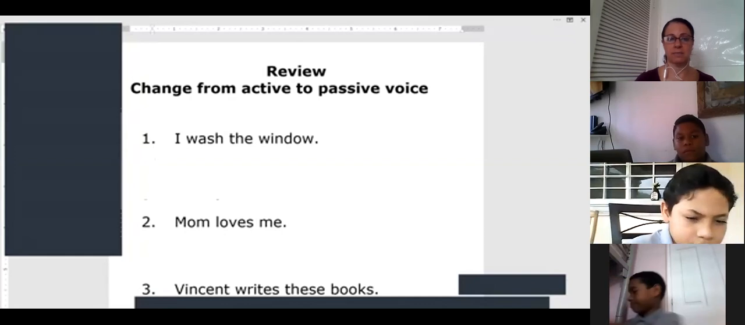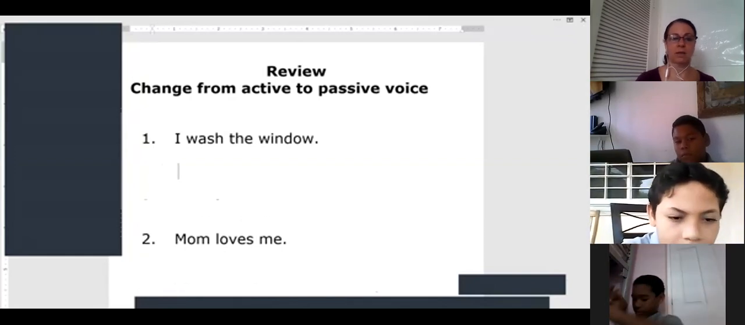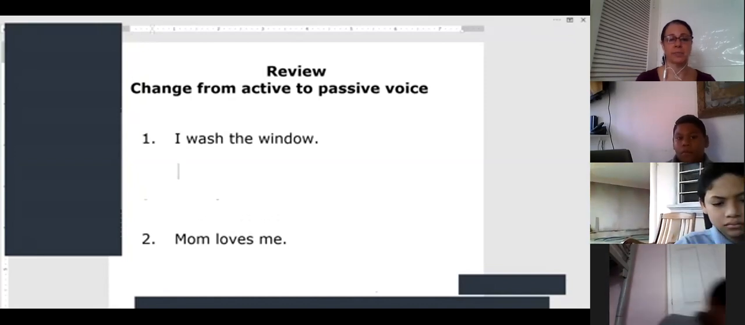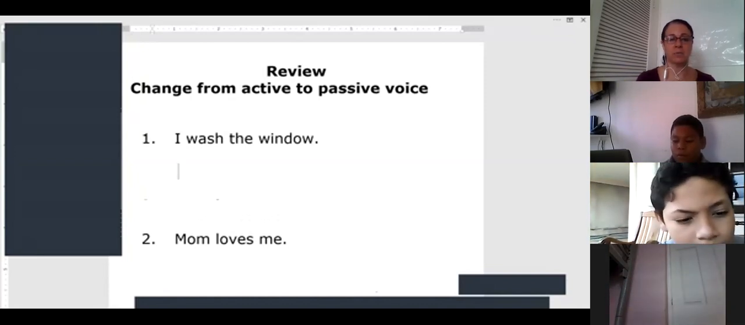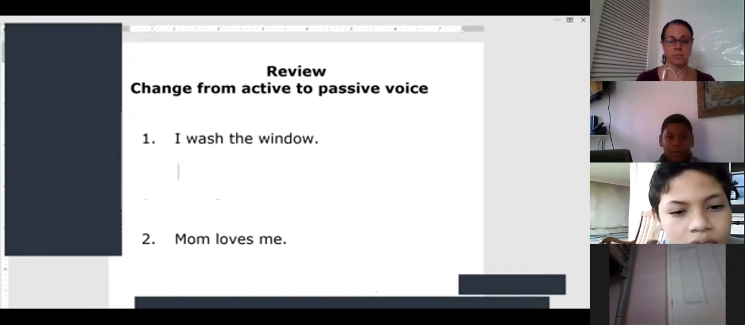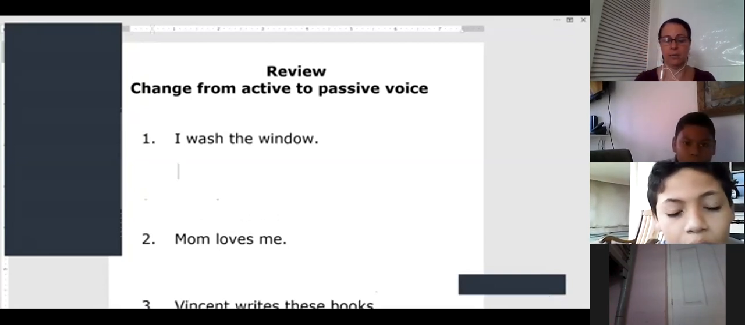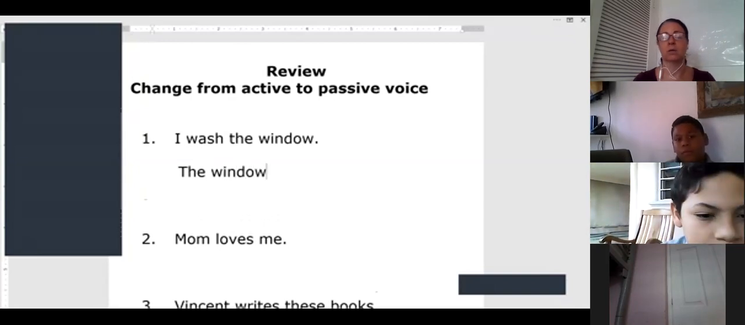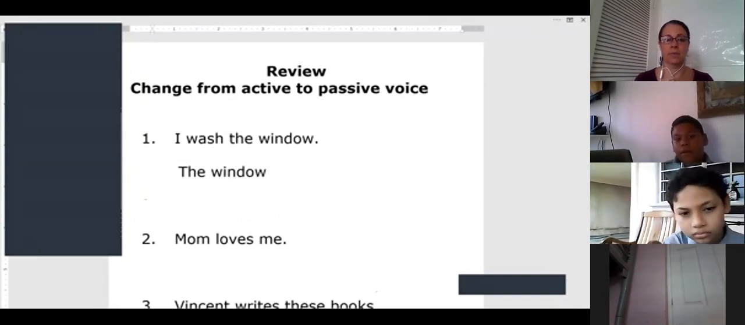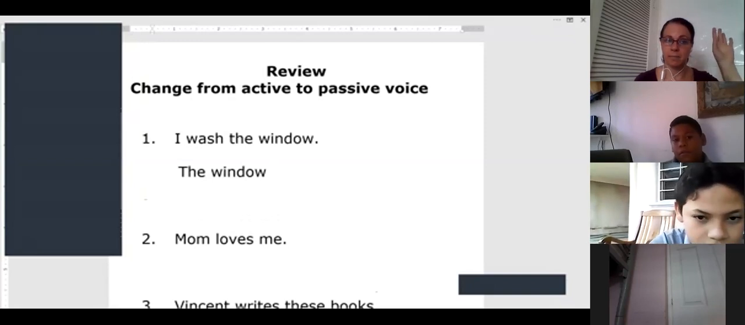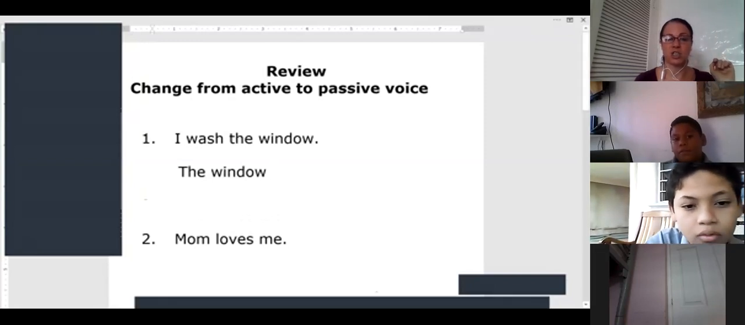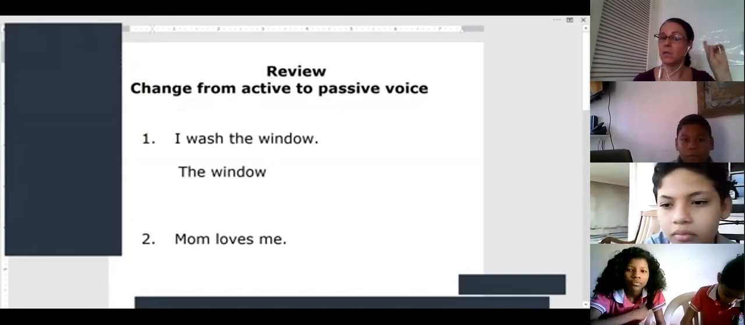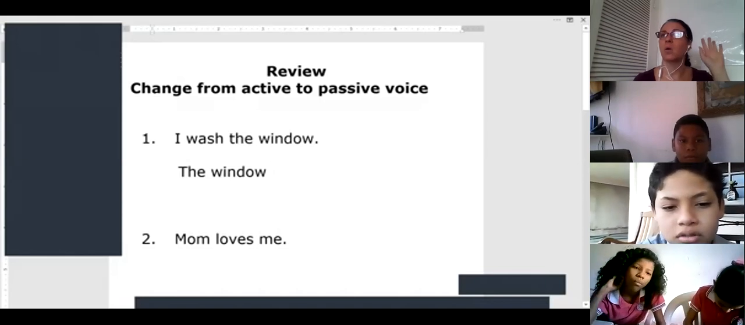A ver, ¿quién me dice? A pasivo. Ajá, ¿cómo lo cambiamos a pasivo? ¿Qué vamos a poner? ¿Qué tomamos para cambiarlo a pasivo? The window, un momento. The window. Ajá. Window. El verbo, ¿cómo está? Wash. I wash. Was.